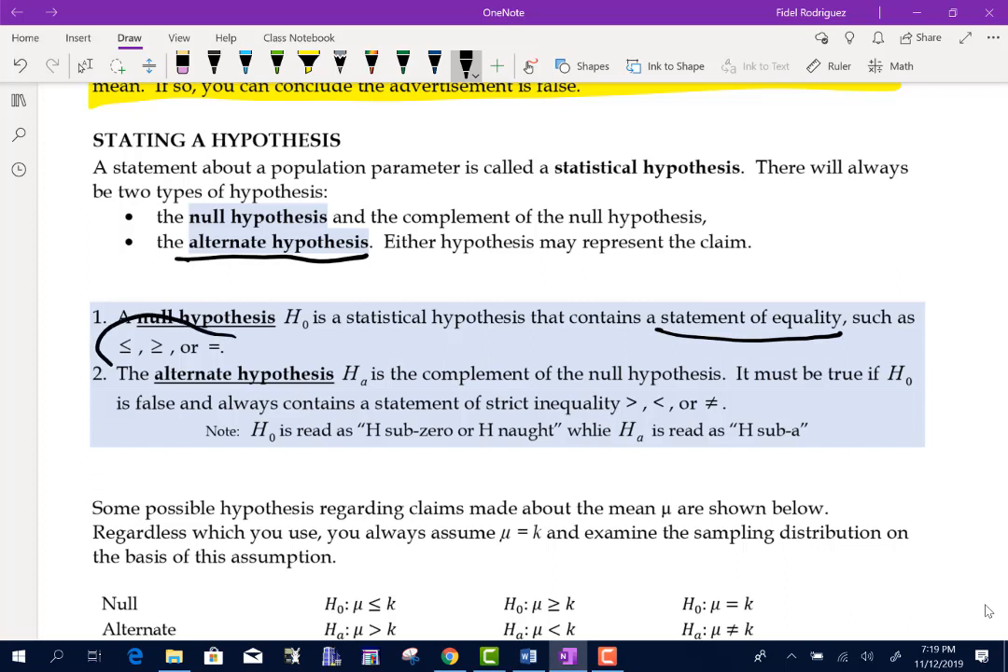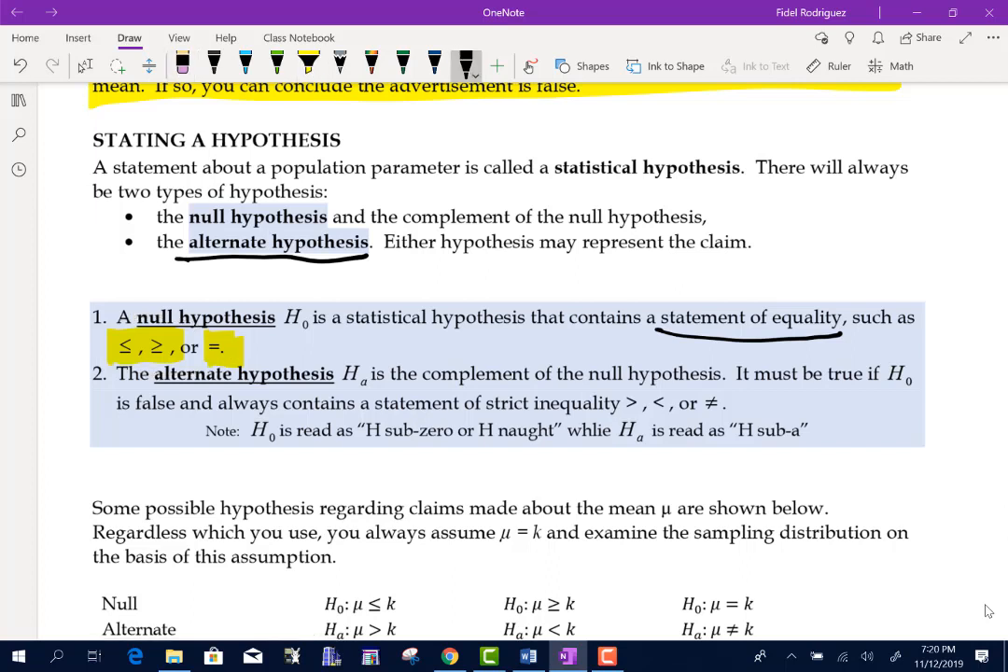So I want you to look at these three symbols right here. We obviously know that the last one is equals. Look at the first one: it says less than or equal to. And the other one says greater than or equal to. So the null hypothesis is either going to say something is equal to, or less than or equal to, or greater than or equal to. But the whole point is there should be some kind of equality in there, something about an equal to part. That'll be my null hypothesis.